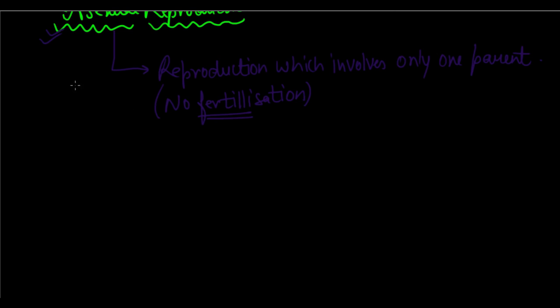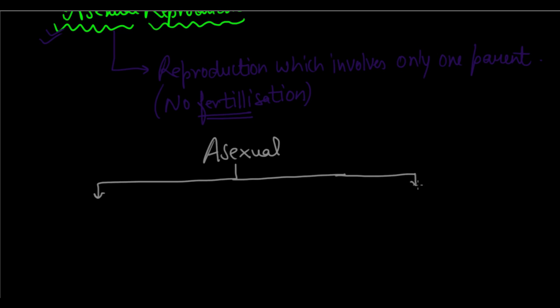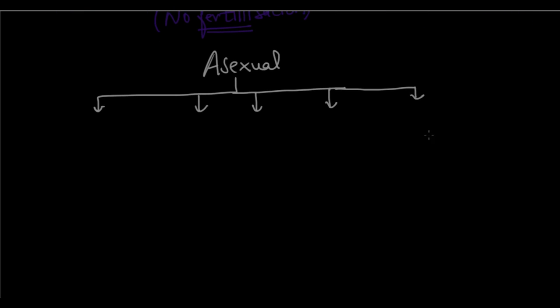Now, asexual form of reproduction has many types. There are various types of asexual form of reproduction. And if we look into detail, what are the different types of asexual reproduction? There are many types, and there are even more than what your textbook suggests. But I will be taking up only the ones which are given to you in your textbook. Asexual reproduction is of many kinds.